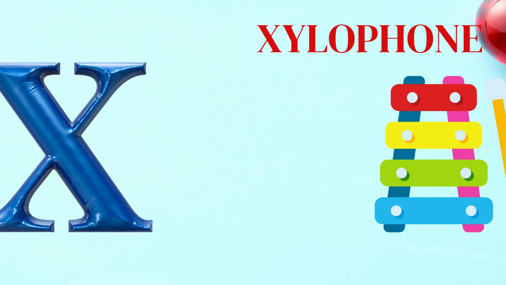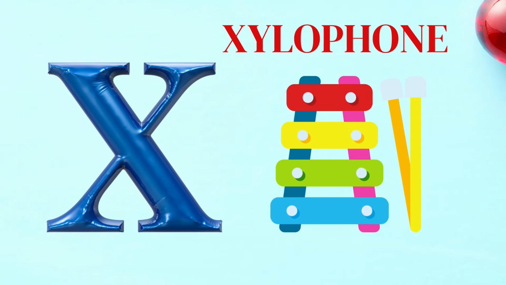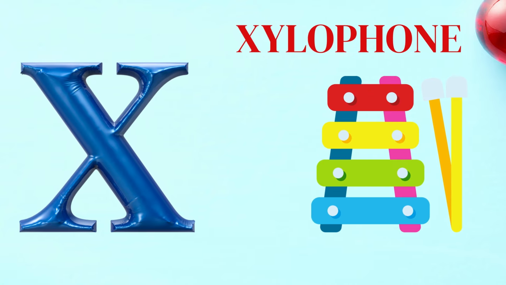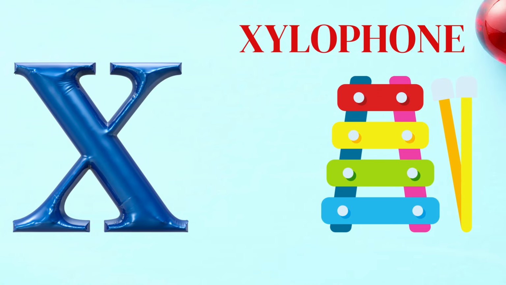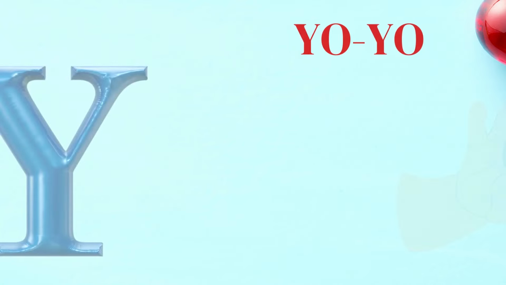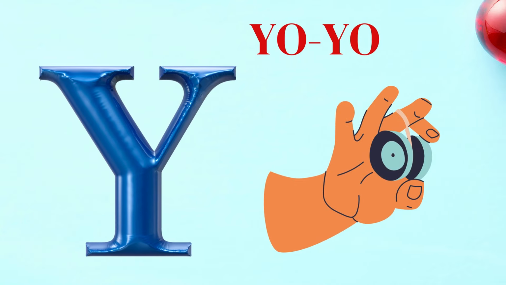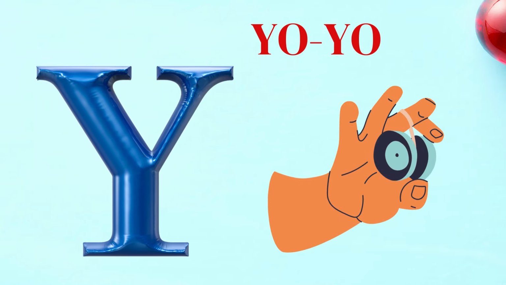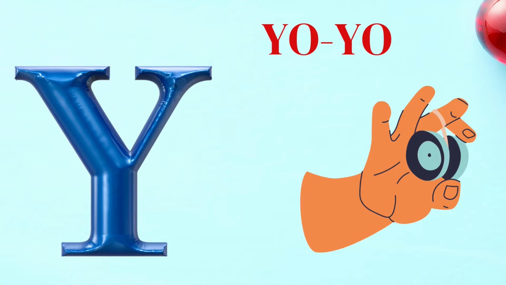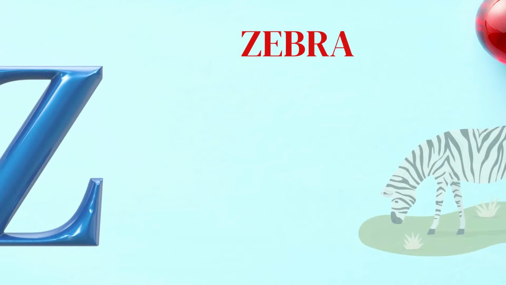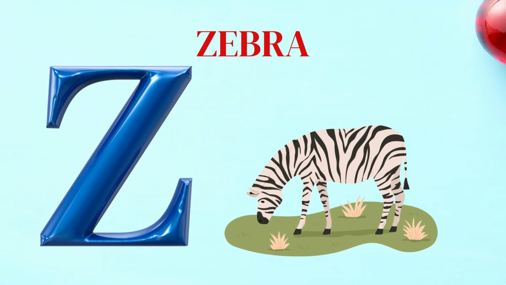X is for xylophone. X, x, xylophone. X, xylophone. Y is for yo-yo. Y, y, yo-yo. Y, yo-yo. Z is for zebra. Z, z, zebra.